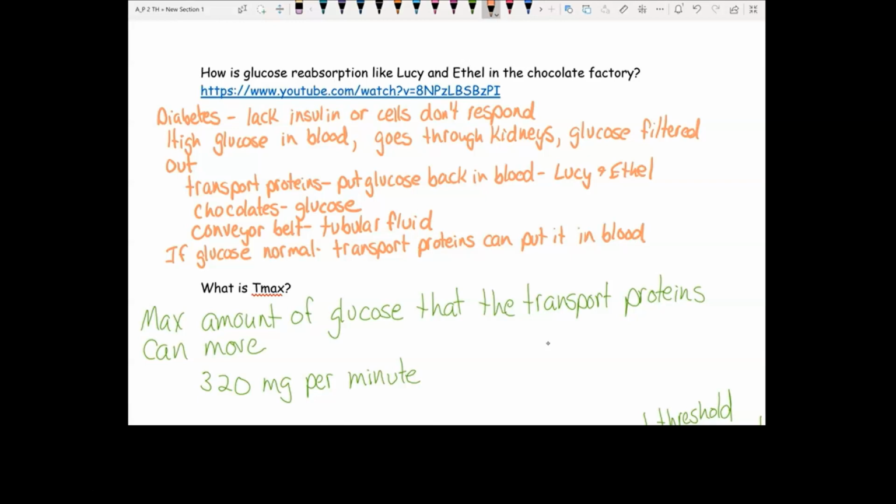But when the conveyor belt went too fast, Lucy and Ethel couldn't keep up and some of the chocolates got by them unwrapped. If blood glucose is high, your transport proteins can't get them all. And so some escape into the urine. So that's how diabetes causes glucose in the urine.